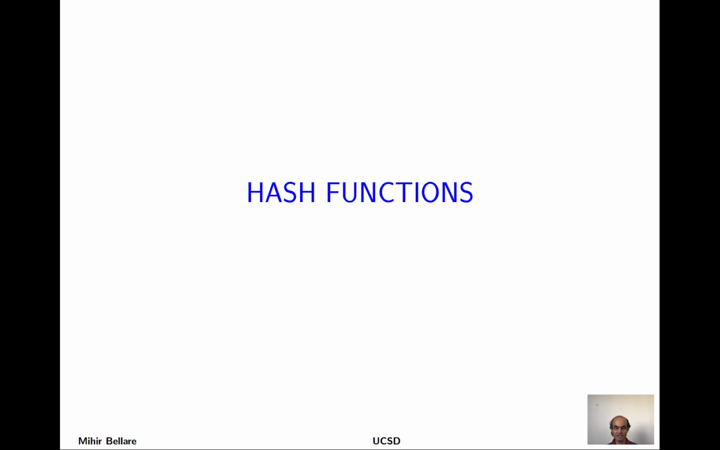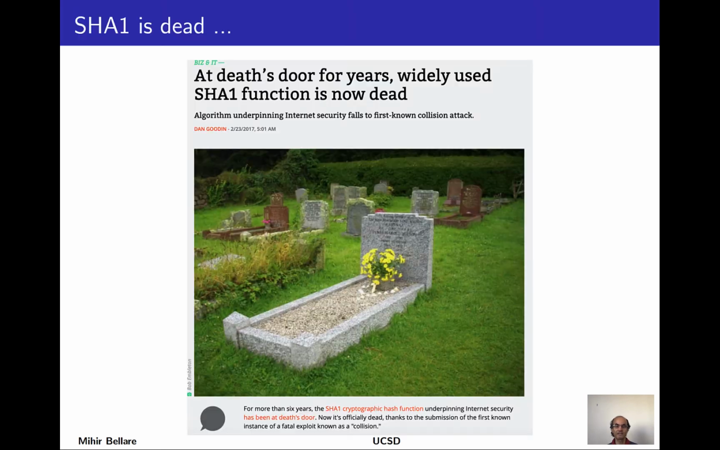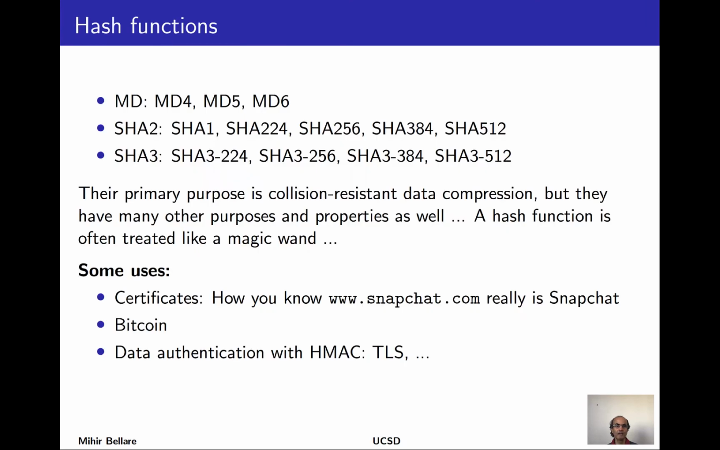So hash functions are another atomic primitive, and we'll study them in the same kind of style we studied block ciphers, which is kind of empirically trying to understand what they're trying to do and how they're built and what options exist and what properties they have.